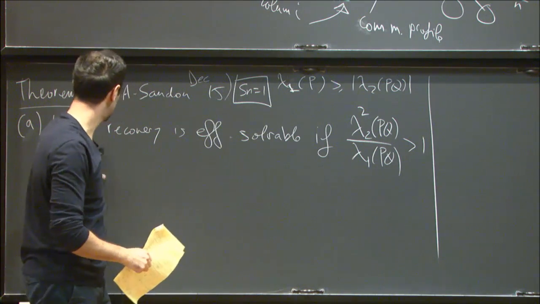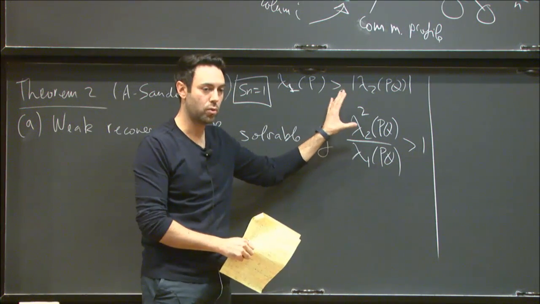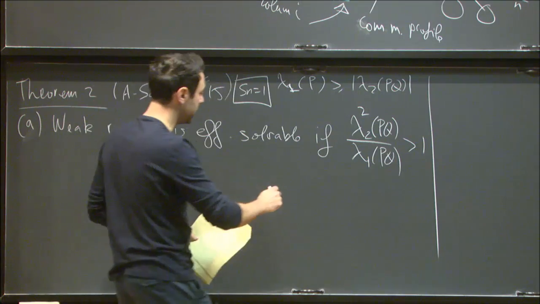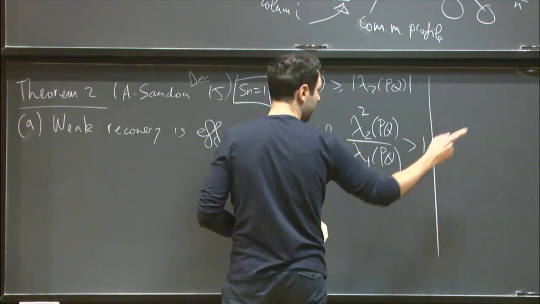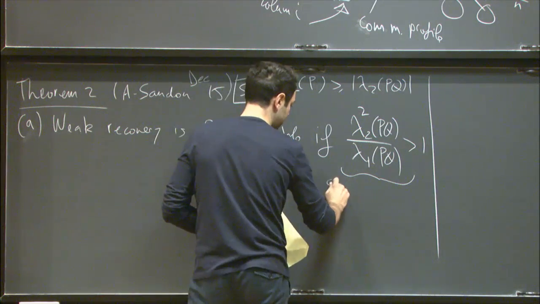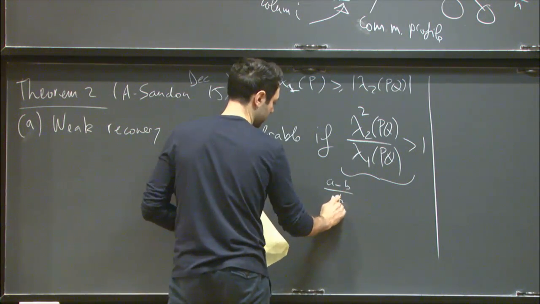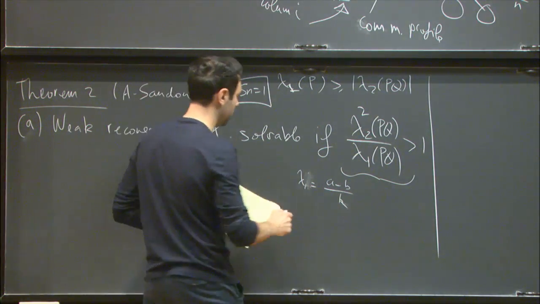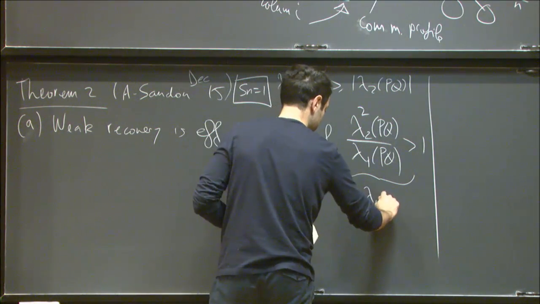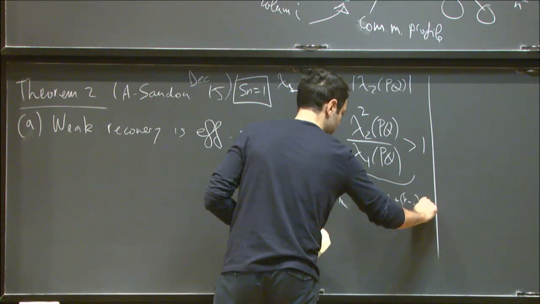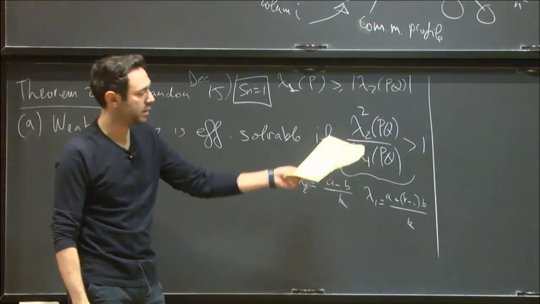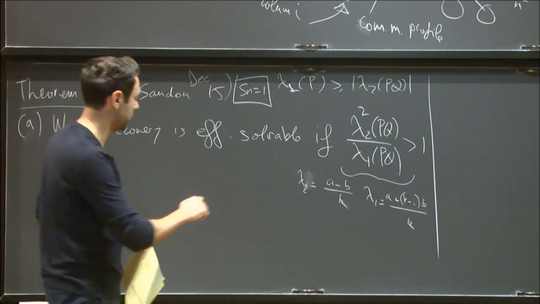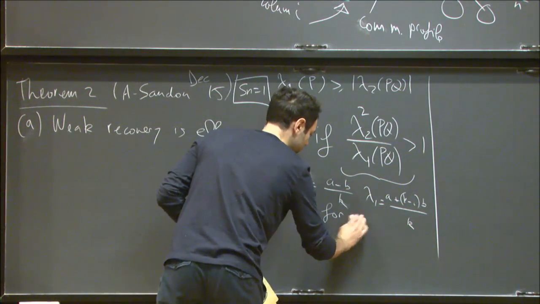So in that case, you can solve recovery efficiently if the ratio between the square of the second largest eigenvalue of the matrix by the first is more than 1. And this reads exactly as so. The largest eigenvalue in the symmetric case is this. And no, sorry, that's the second largest. The first is this. So if you do that ratio, it's precisely the term of the conjecture. So it does settle the conjecture. That's for symmetric.